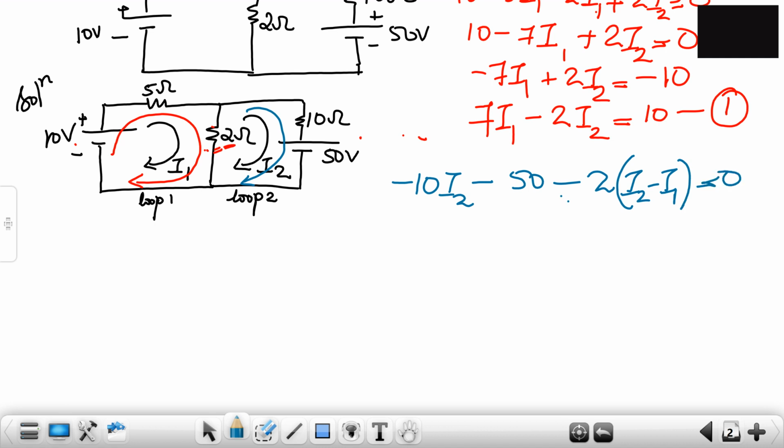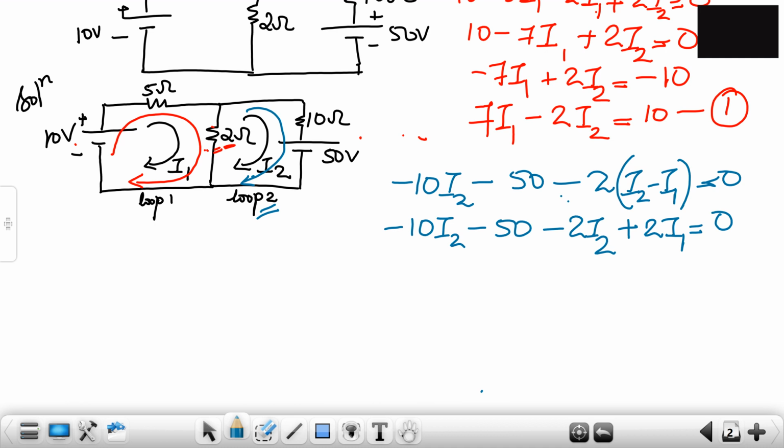Now you all will ask why it is I2 minus I1. Since we are considering loop 2, it is the I2 current minus the I1 current, and since 2 ohms is the common resistance between loop 2 and loop 1, we take both the currents into consideration. So we will solve it. Minus 10 I2 minus 50 minus 2 times I2 plus 2 times I1 is equal to 0.